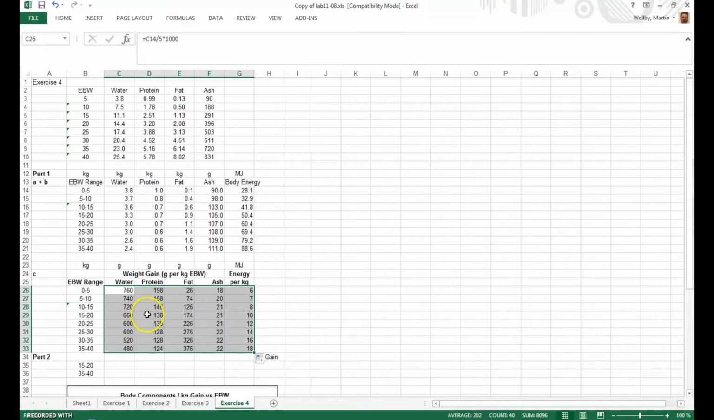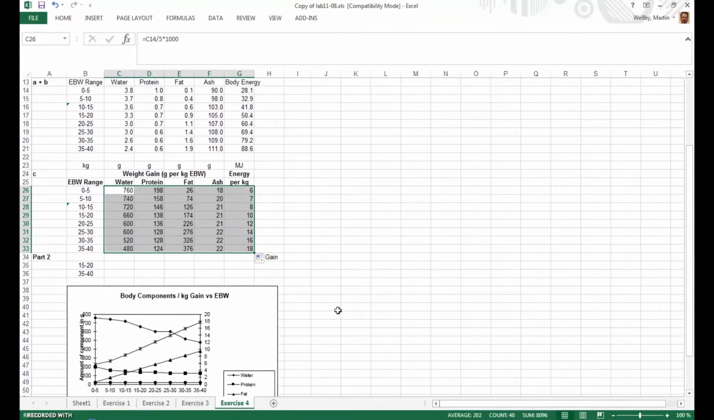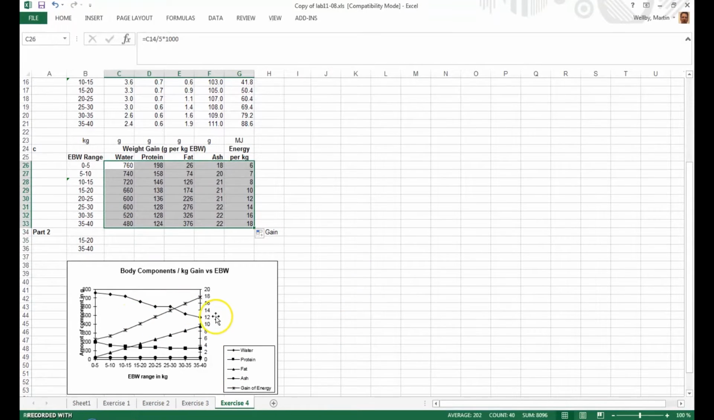So we can see how the water content's decreasing, the protein content is decreasing, and the fat content is going up. And the ash stays pretty much the same. The amount of bone gained in each one of those increments is pretty much the same. And here the energy value of each one of those kilograms gain is going up, and that's all represented down here. So all of these figures are graphed here.